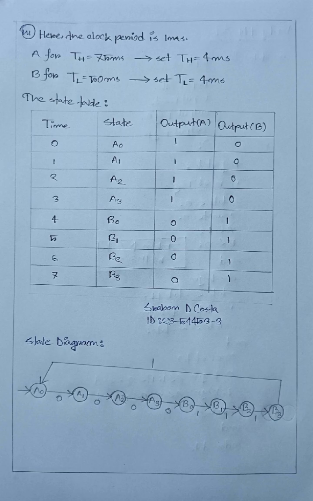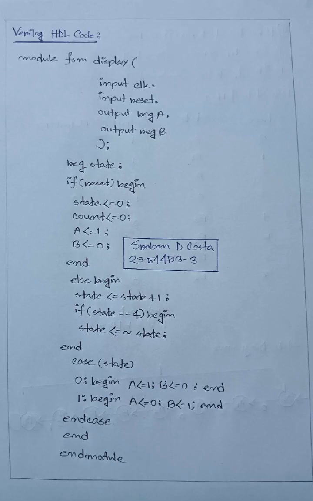To control the blinking behavior, I created a finite state machine, which is FSM. The FSM outputs A for TH and B for TL. Since both TH and TL are 4 milliseconds, I used 4 milliseconds for both. I drew the state diagram and state table and wrote the Verilog HDL code to alternate between outputs A and B. This FSM works with a 1 microsecond clock, ensuring accurate timing control.